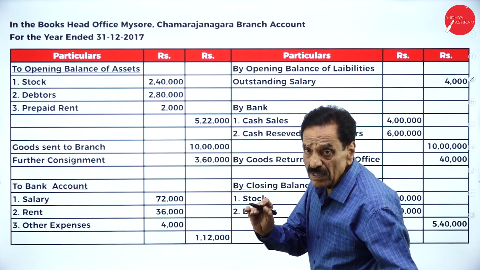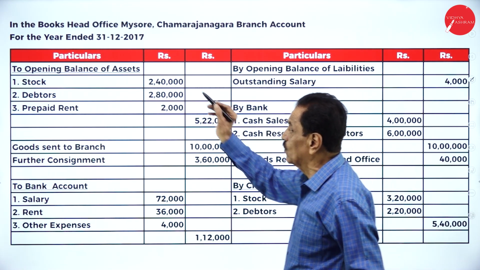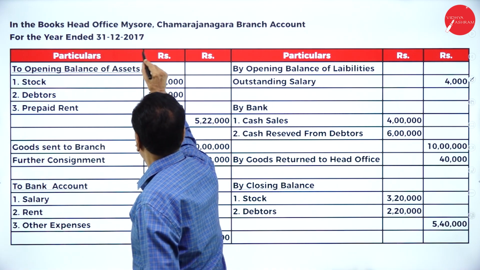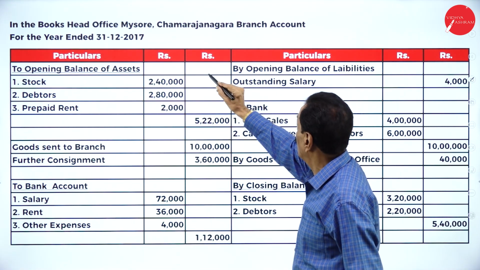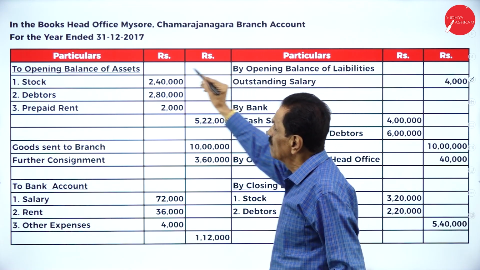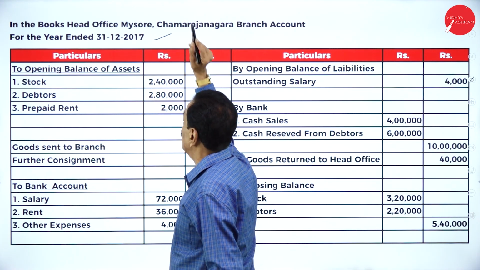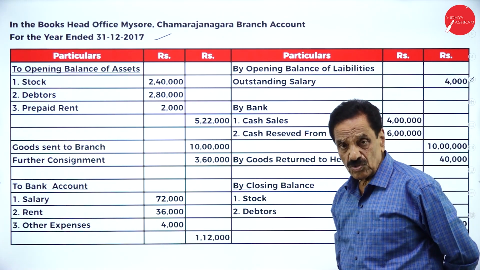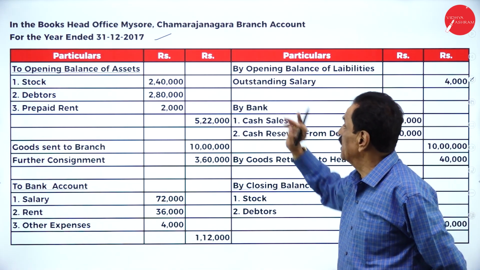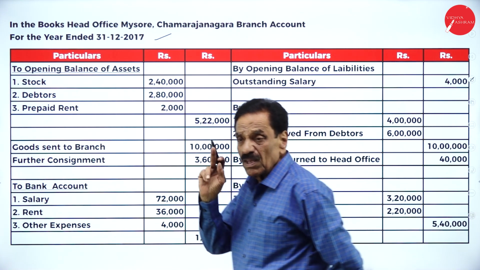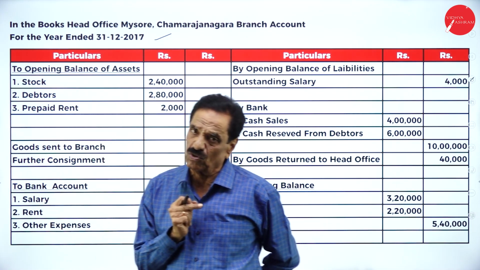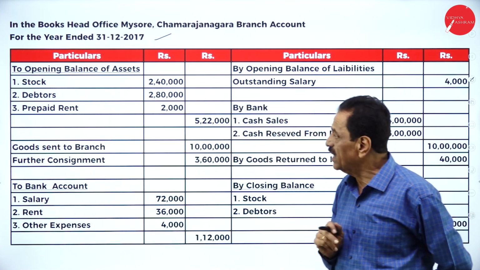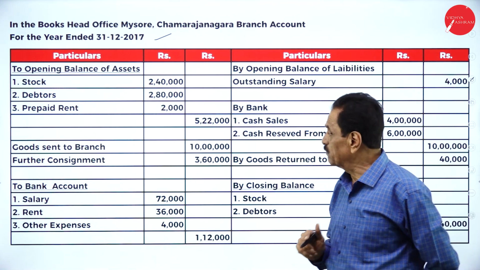When you are answering, you must be very careful. You have to write like this: In the books of head office, Mysuru, Chamarajanagara branch account, for the year ended 31st December 2017. We are preparing the Chamarajanagara branch account in the books of head office, Mysuru. So this detail you have to write. Then it starts with the opening balance.